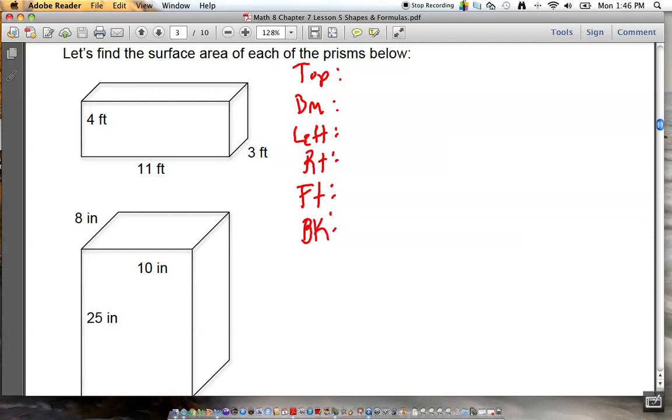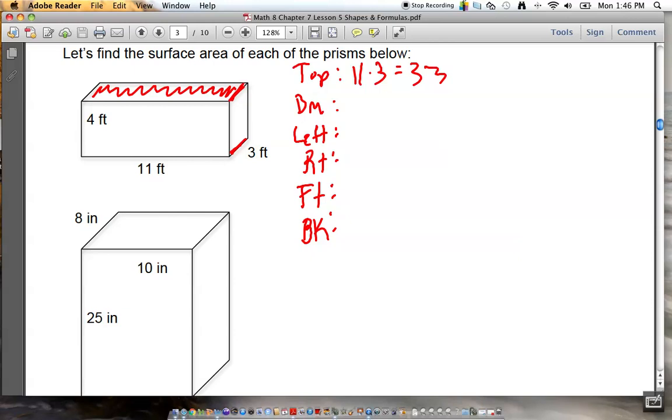Now, what's the formula for area of a rectangle? We should all remember that. How do you find the area of a rectangle, guys? Length times width, right? Or base times height, same thing? Okay, so let's do the top. This piece right here is the top. What is the length of that piece? 11 feet. And what is the width? 3. So 11 times 3 is 33. See, if this guy's 3, then this guy's also 3.